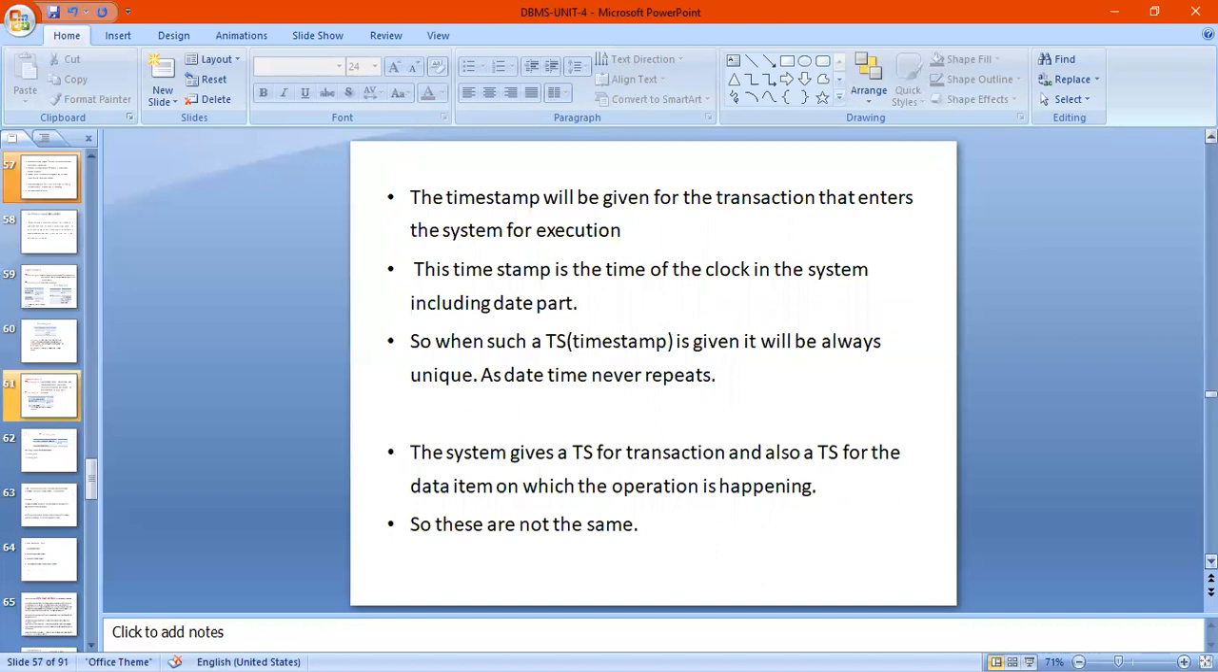The timestamp, or a time slot also we can say, will be given to the transaction that enters the system for execution. This timestamp is the time of the clock in the system, including the date part. So when such a timestamp is given, it will always be unique, as date and time never repeat. The system gives a timestamp for the transaction and also a timestamp for the data item on which the operation is happening. So this is not the same.